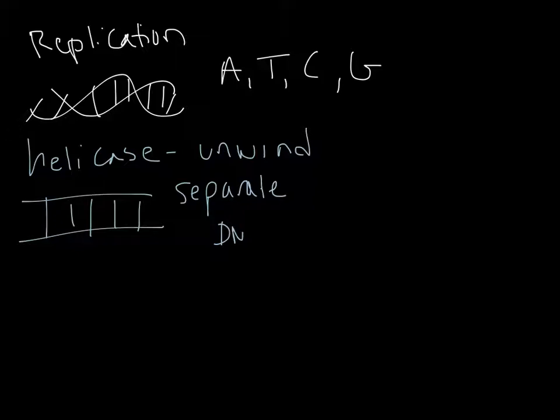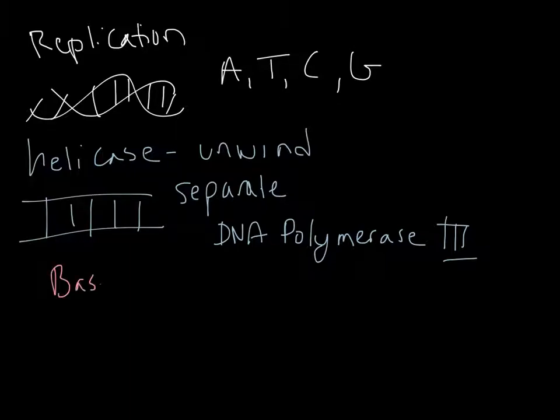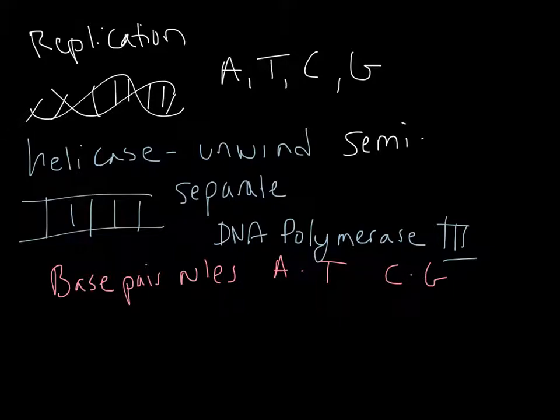Then we use something called DNA polymerase 3. It's named DNA polymerase 3 because it was discovered third, but it's actually the most key replication enzyme. An enzyme is something that can build and break, and DNA polymerase 3 is responsible for most of the polymerization. Using the base pair rules, every time it sees an A, it plugs in a T. Every time it sees a C, it adds a G. This is semi-conservative, meaning it uses the old strand as a template.